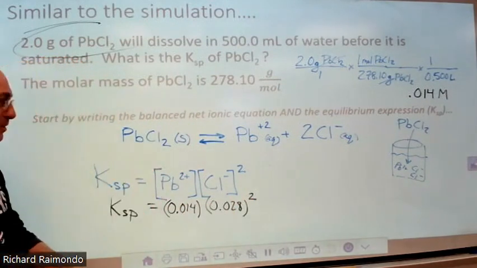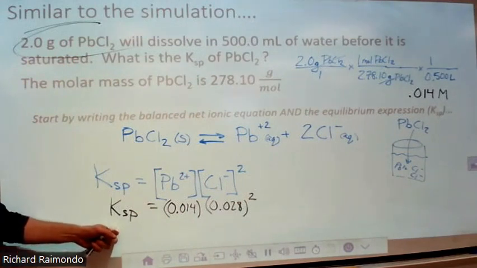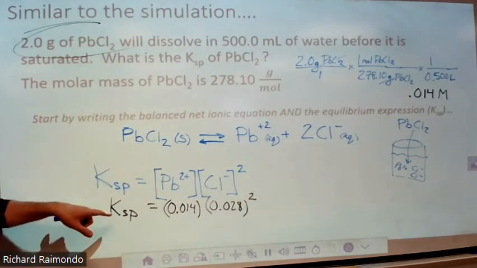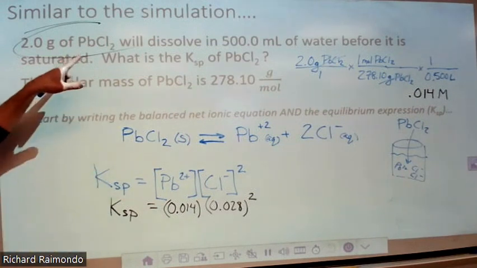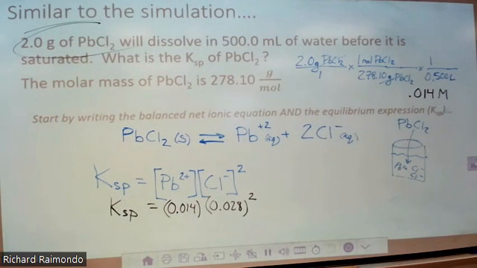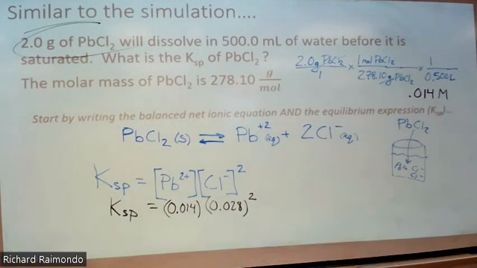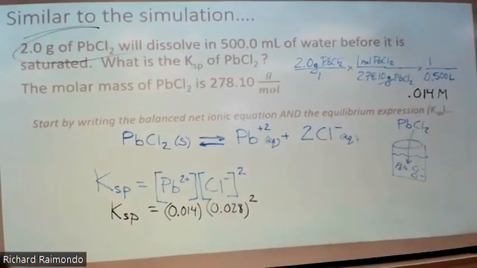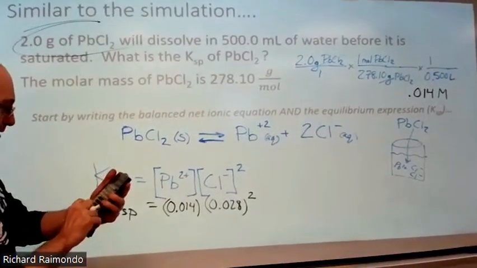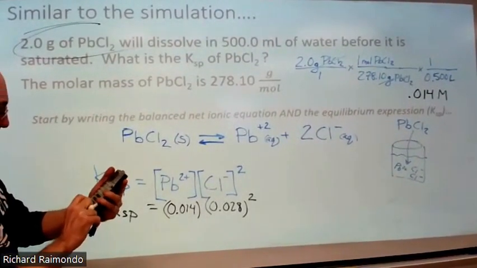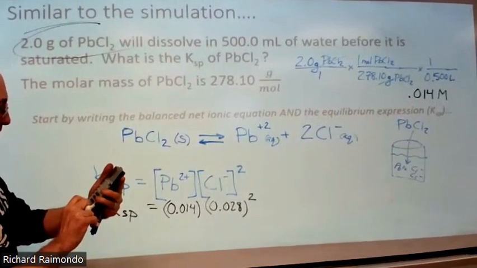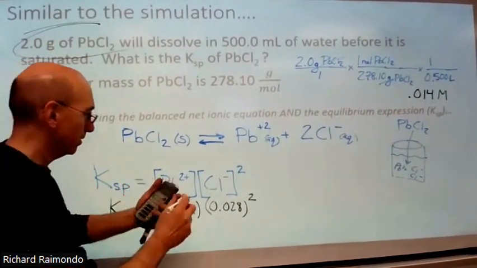All right, final question, a little bit of math. What's the KSP, the solubility product equilibrium constant for lead 2 chloride? Disagreements? Yeah. I got 1 point... It's 1.1. That's not what I got. All right, let's see. Did we square it? I got 1.097. Yeah.